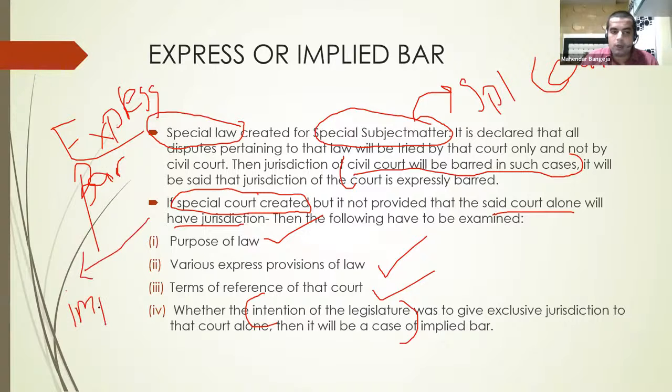अगर purpose of law ये है कि उन्हें civil court को jurisdiction देना ही नहीं था, then it will be an implied bar. If other express provisions are in connivance with the fact that civil court is not supposed to have jurisdiction, then again implied bar. If the intention of legislature is such that the civil court are not supposed to have jurisdiction, then again implied bar.